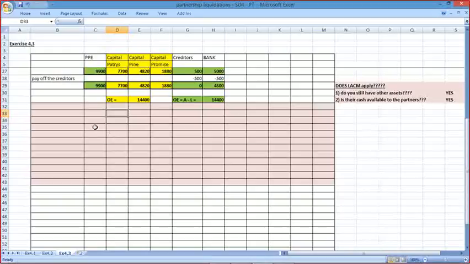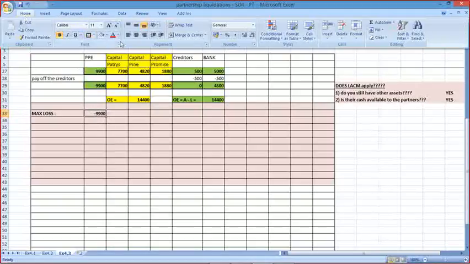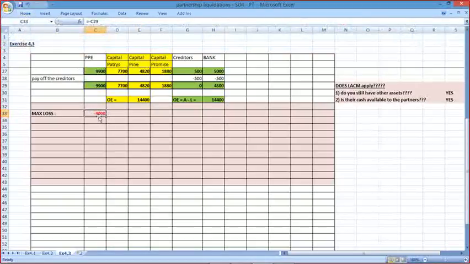What does loss absorption say? It says assume a maximum loss. So the maximum loss that can occur in this business is? Minus 9,900. Correct, good. It's that amount over there. So this is the maximum loss that can occur. This loss is attributable to who? The partners, correct. So each partner is going to share that loss.